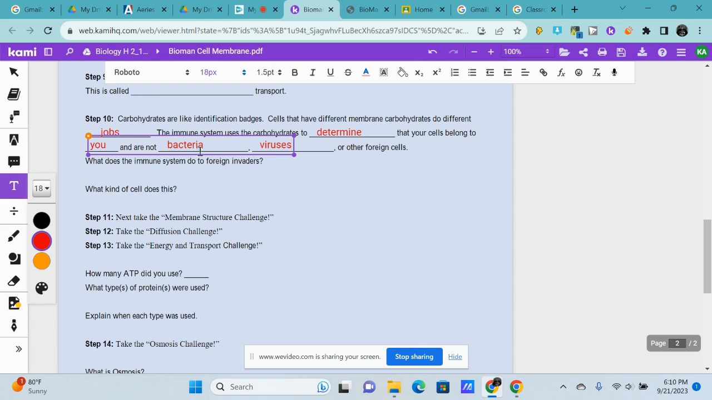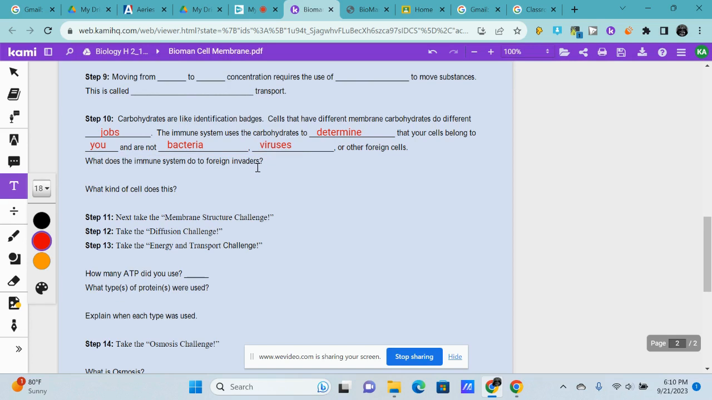And they're not like a bacteria or a virus, because if it's a bacteria or virus, your immune system is going to fight it, to make you healthy again. So what does the immune system do to foreign invaders? Put right here, it fights the foreign invaders. So your immune system, your white blood cells, fights the bacteria and the viruses. So if you get sick, your immune system fights those guys, and then you're not sick anymore.